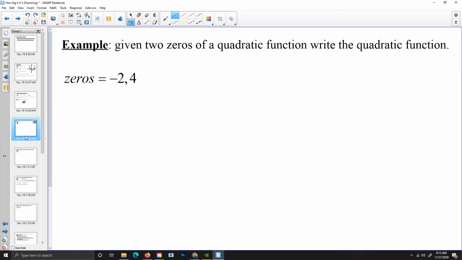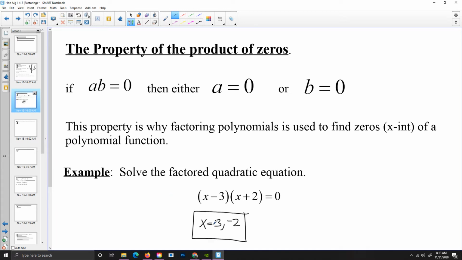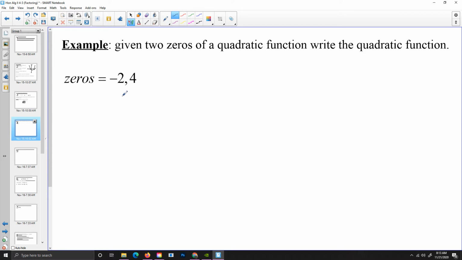Example: given two zeros of a quadratic function, write the quadratic function. Well, here we have negative 2 and 4. And just like in the previous one where we had factors and found zeros, they're giving us zeros and asking us to find the factors. So we can do that. It's just going to be the opposite.